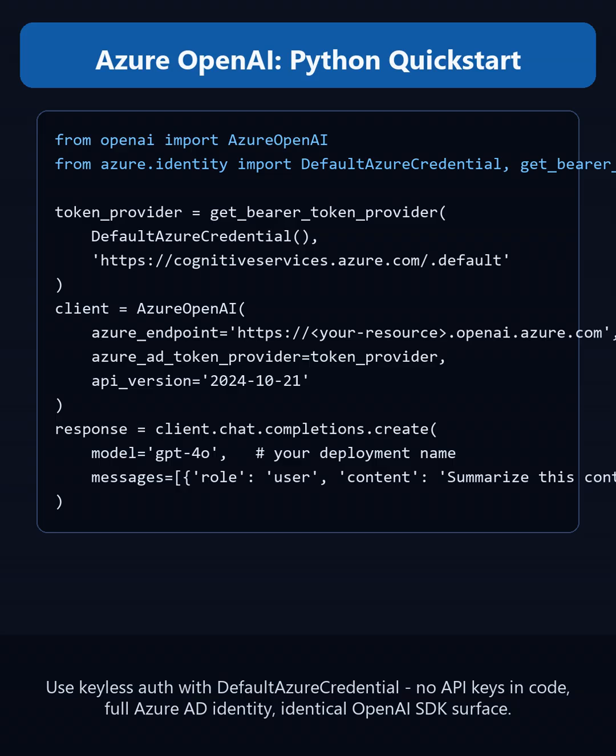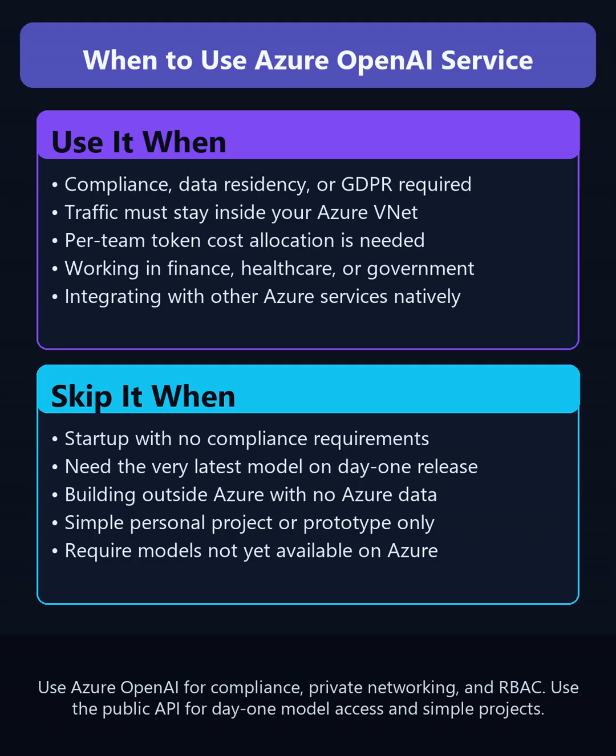Use Azure OpenAI when enterprise compliance, data residency, private networking, or per team cost allocation is required. It is mandatory for regulated industries like finance, healthcare, and government. Skip it if you are a startup with no compliance requirements and want the latest OpenAI model the day it ships. The public API gets new models faster than Azure OpenAI.